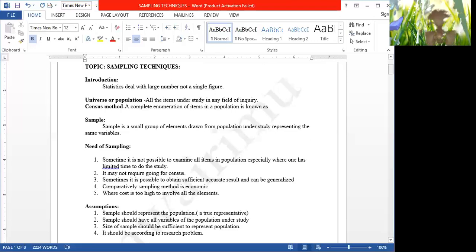Sometimes you may not reach all the elements. Maybe the time is constraining you, so you have very little amount of time to do your study and you make the conclusions. So in the name of that, you may not reach thousands, you may not reach millions of people. You'd prefer to deal with a small group and therefore the need for sampling.